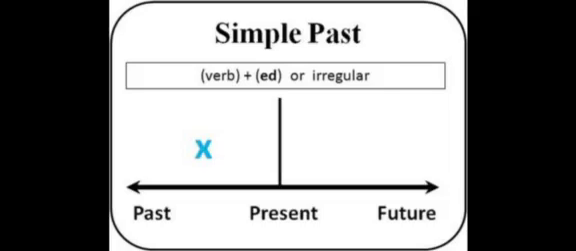In the past tense, we have two different types of verbs. We have the regular verbs and we have the irregular verbs. We generally add ed to the regular verbs to make the past simple. For example, watch, watched, finish, finished. Other verbs: stop, stopped, travel, traveled.